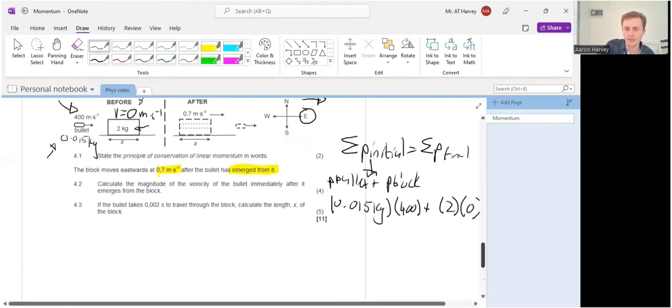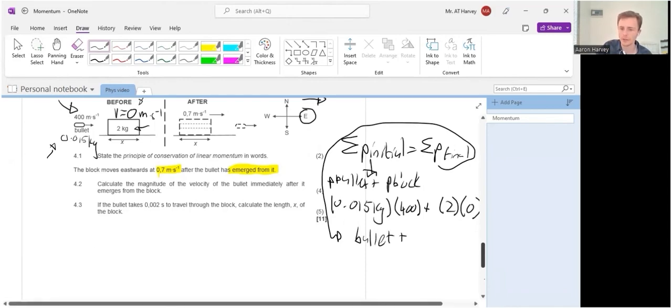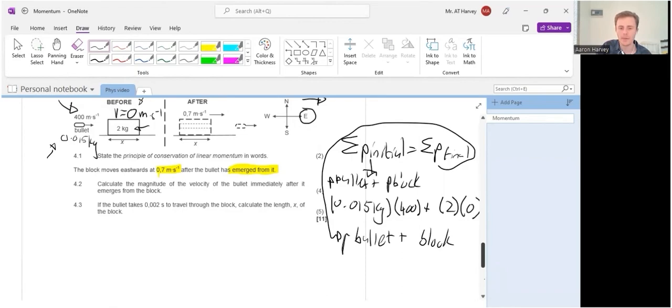I'm just going to draw around here. We again look at our system. Our system consists of our bullet and our block, which means that if we're looking at the momentum of the system, it's going to be the momentum of our bullet plus the momentum of our block.